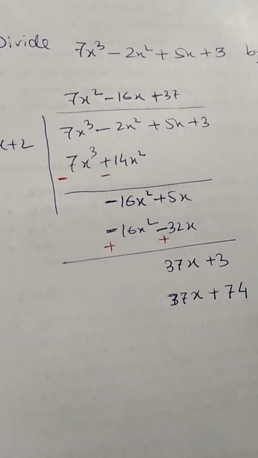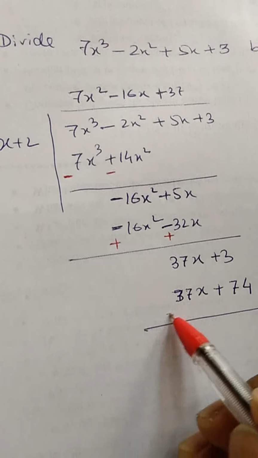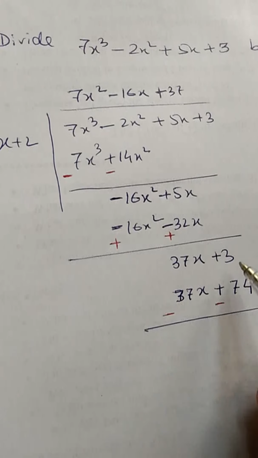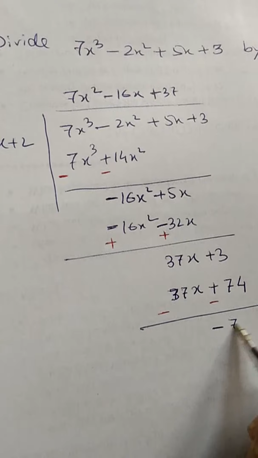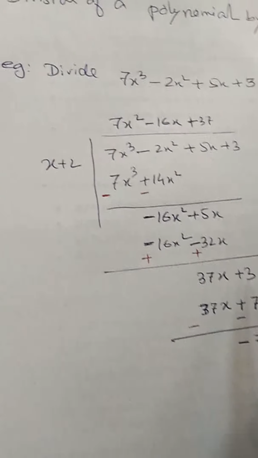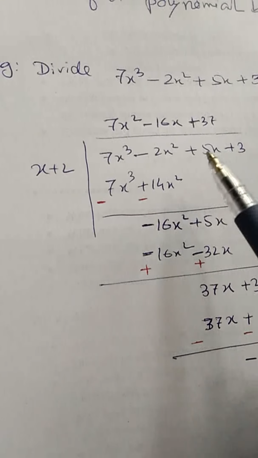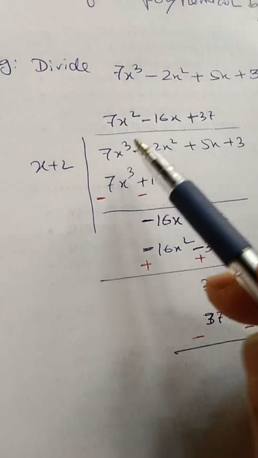Then we have to subtract again. The sign will change. Minus, this is also minus. So this will cancel out. 3 minus 74, so minus 71 is left out as a remainder. So this is the process. This is one polynomial given. We need to divide this by this x plus 2.